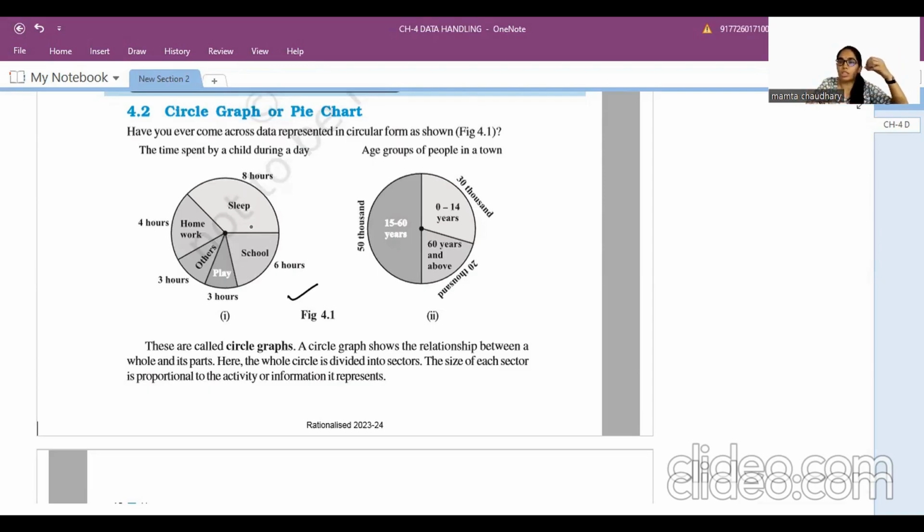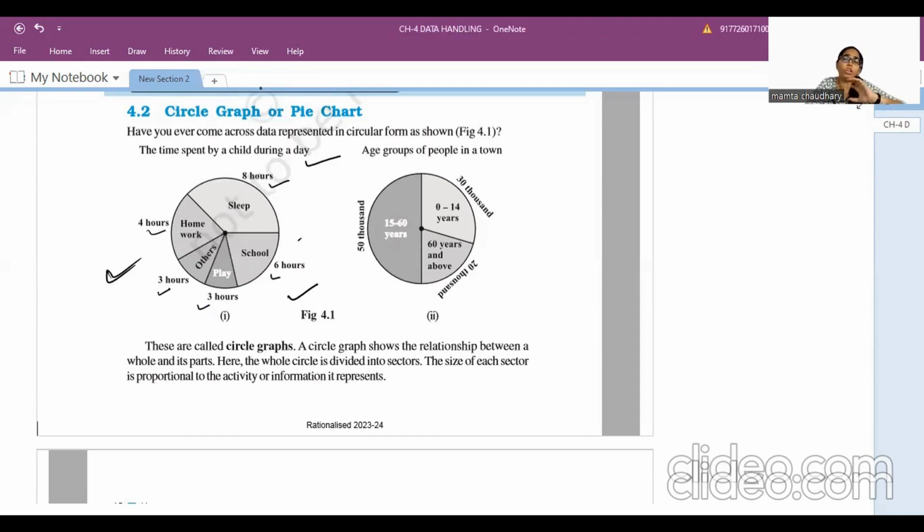It can be in percentage form, it can be in degree form, or in any form. Okay. Now, suppose this pie chart is given to you, and you need to find the different fractions of the total. Here you can see it is written the time spent by a child during a day. In a day, a child sleeps for 8 hours, goes to school for 6 hours, plays for 3 hours, does other work for 3 hours, and homework for 4 hours.